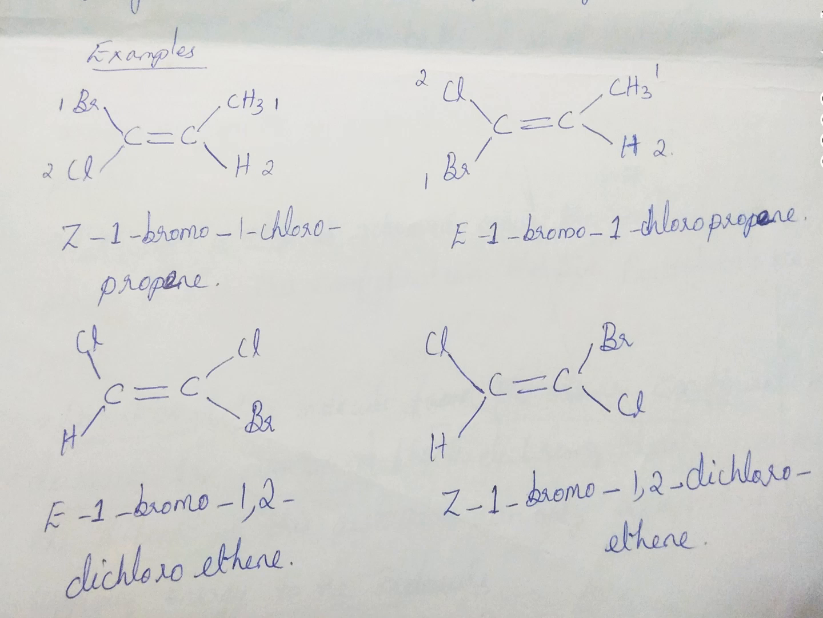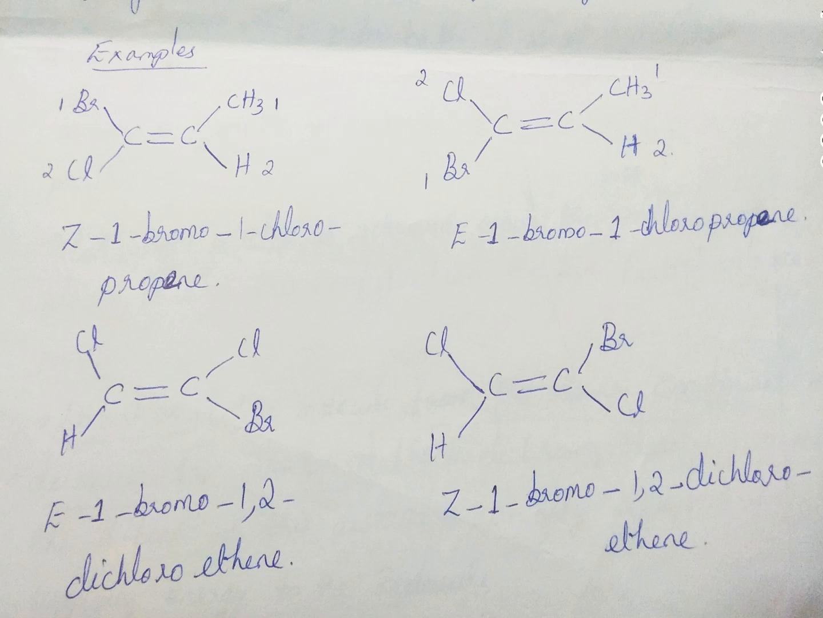So we can see where the higher priority groups are arranged. The groups having number 1 are arranged on the same side of the double bond, so we can name it Z-1-bromo-1-chloropropene. And in the second diagram, the higher priority groups are arranged on opposite sides, so we can name it E-1-bromo-1-chloropropene.